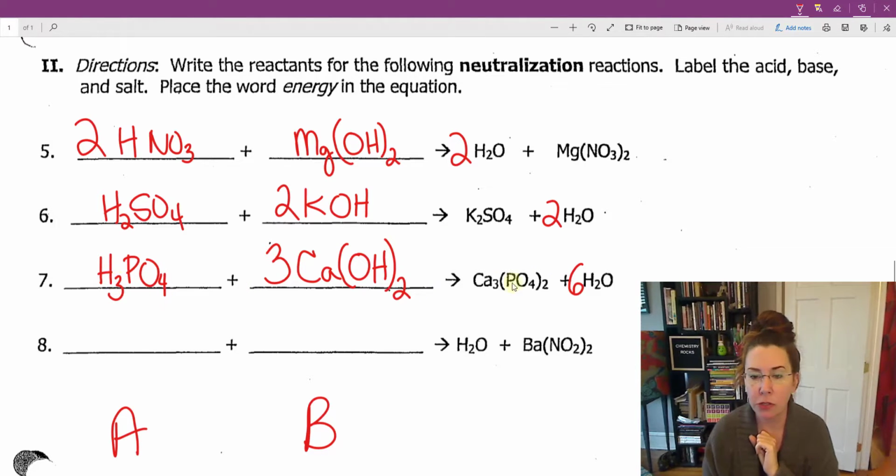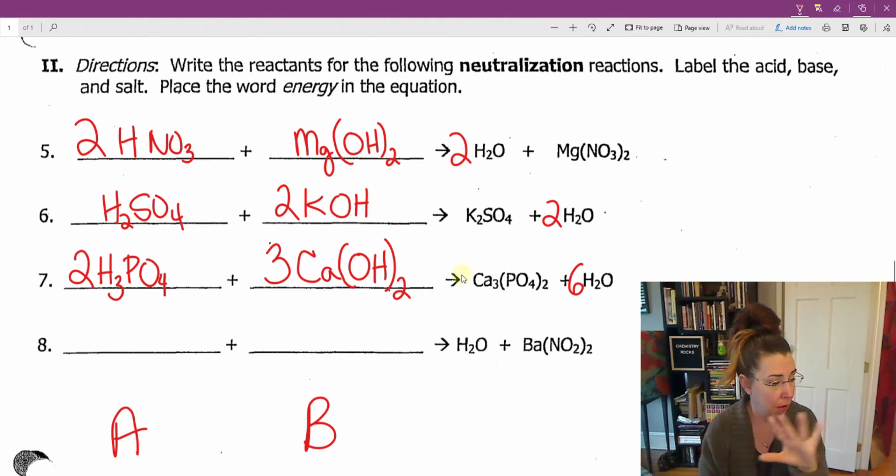Now if I have 2 phosphates in my products, that means I need 2 phosphates in my reactants. That gives me a 2 here with my hydrogens. That makes 6 hydrogens to match with the 6 hydroxides. So I'm just checking. Am I good? Am I good? Am I good? I'm good. Okay. I'm going to move to our last problem.